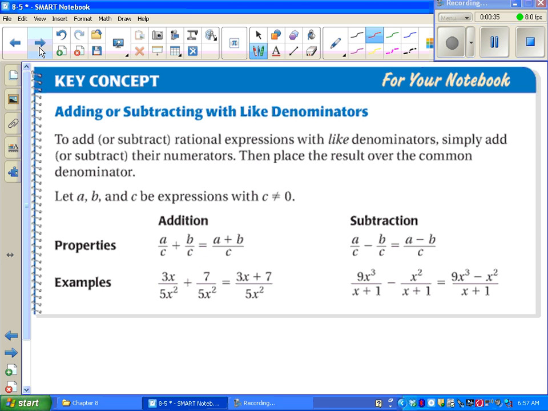So this first key concept tells you what to do if you have a like denominator, which we should already be familiar with. If we have the common denominator, we just add the tops together, leave the bottoms alone. Or subtract the tops and leave the bottom alone. Below you can see a couple of examples, and we're going to work one out together on the next slide.